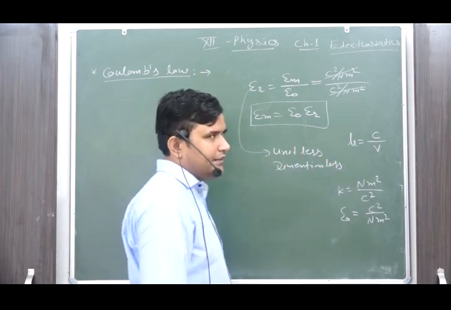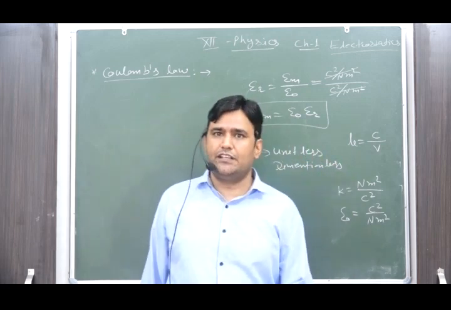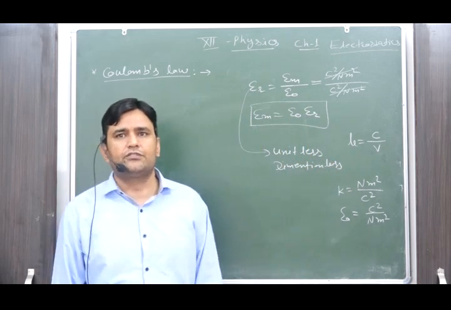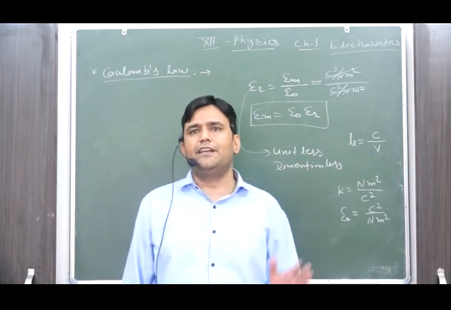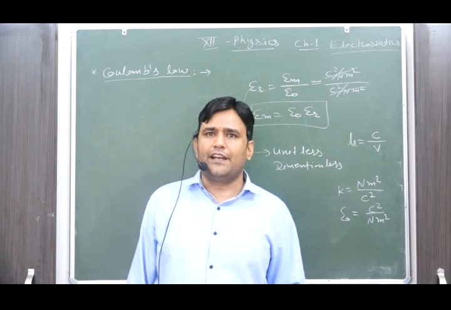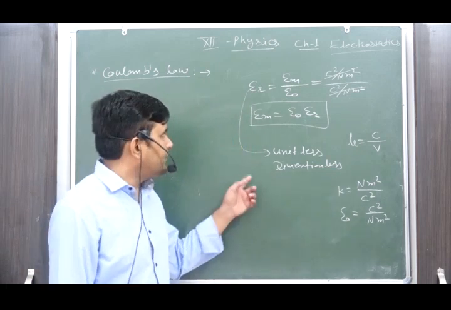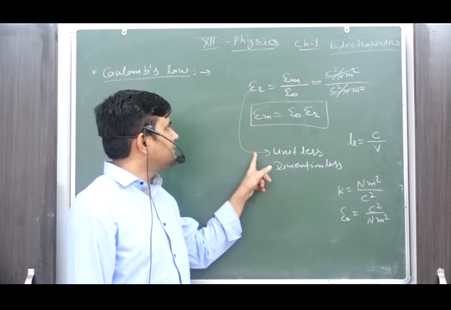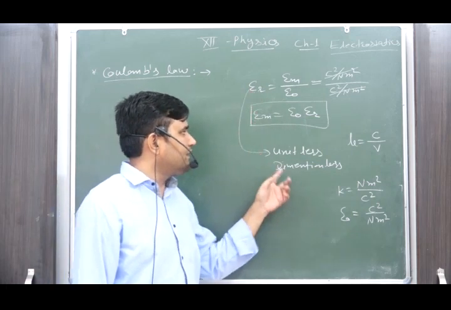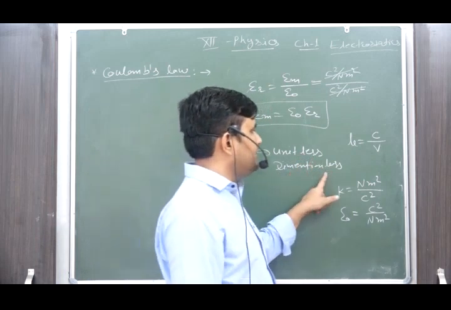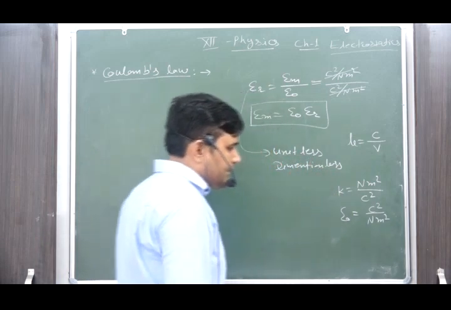That's why the relative permittivity, or our dielectric constant, is a unitless and dimensionless quantity. Sometimes questions are asked directly in the formulations: write down the unit of the dielectric constant. Here we are talking about the dielectric constant, which means epsilon r. It is a unitless and dimensionless quantity.